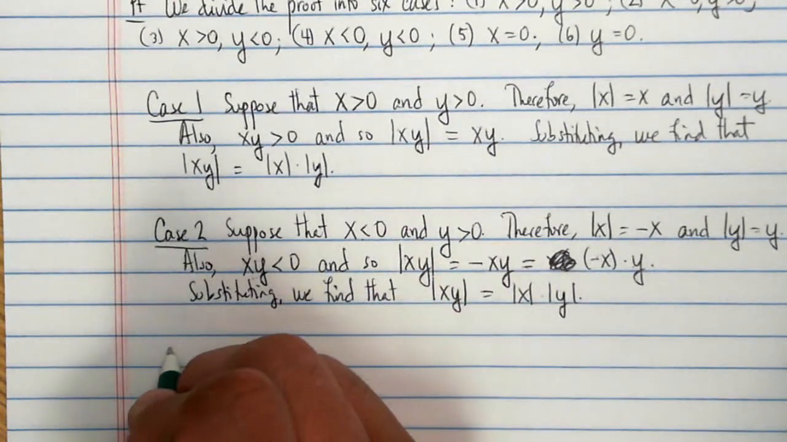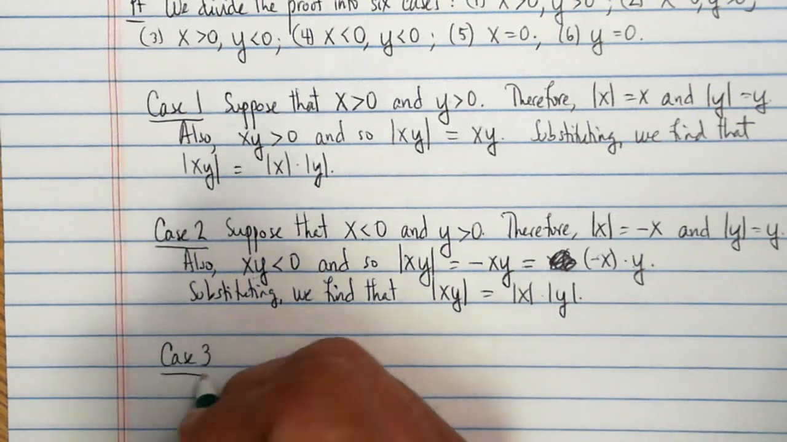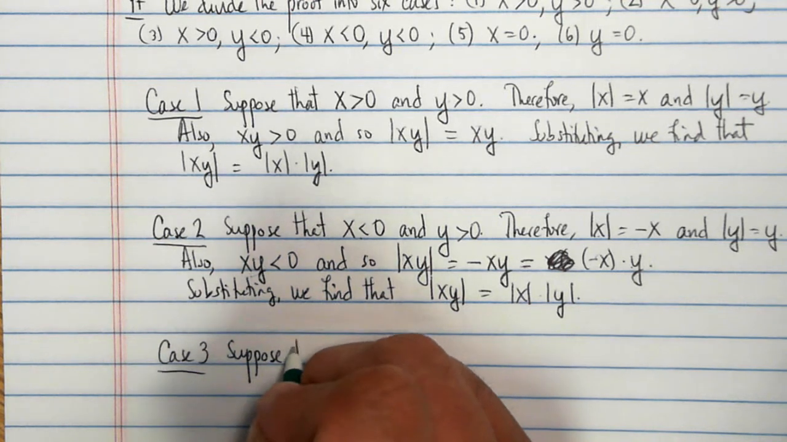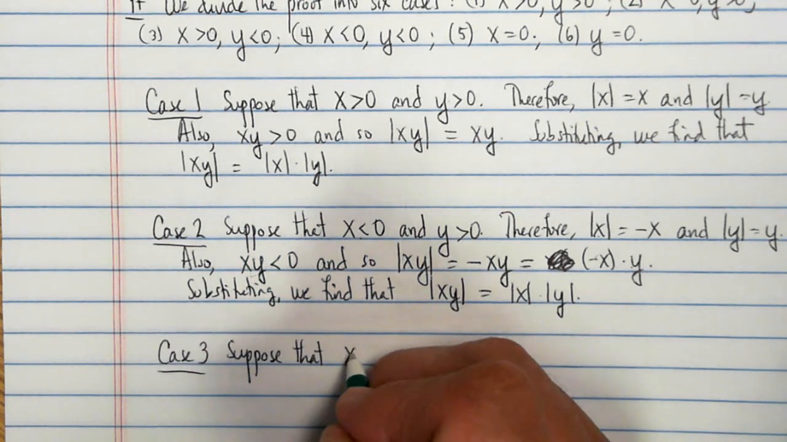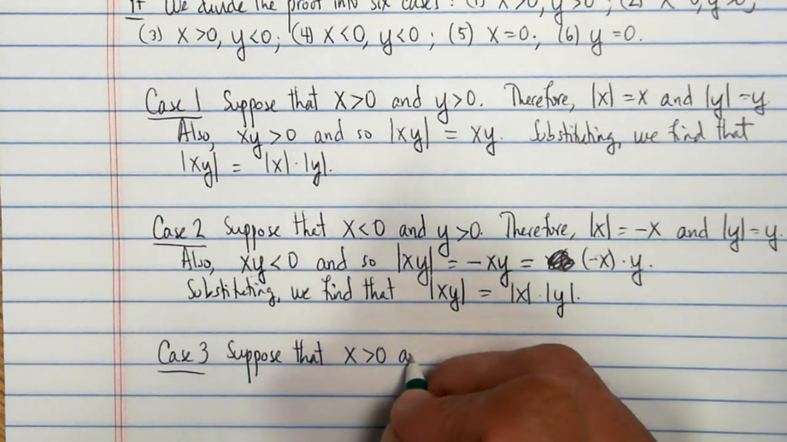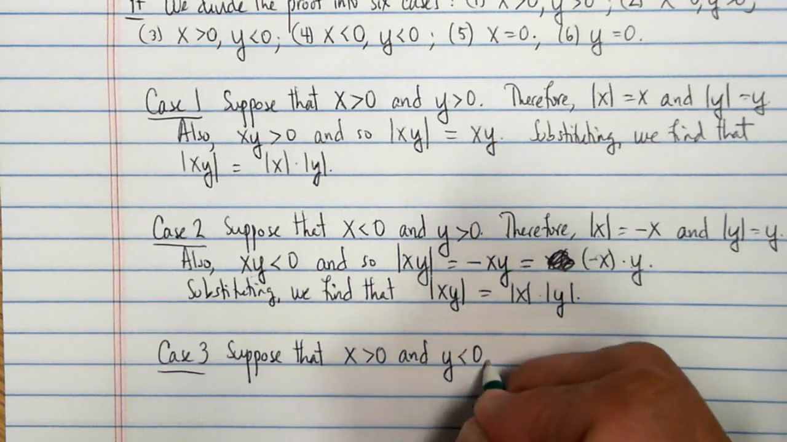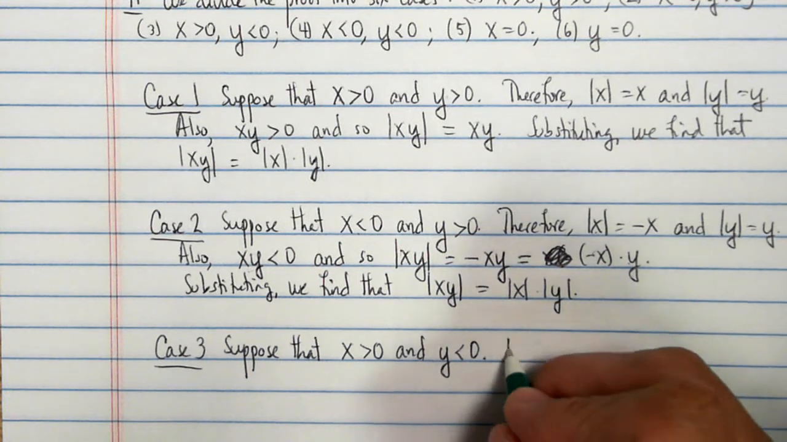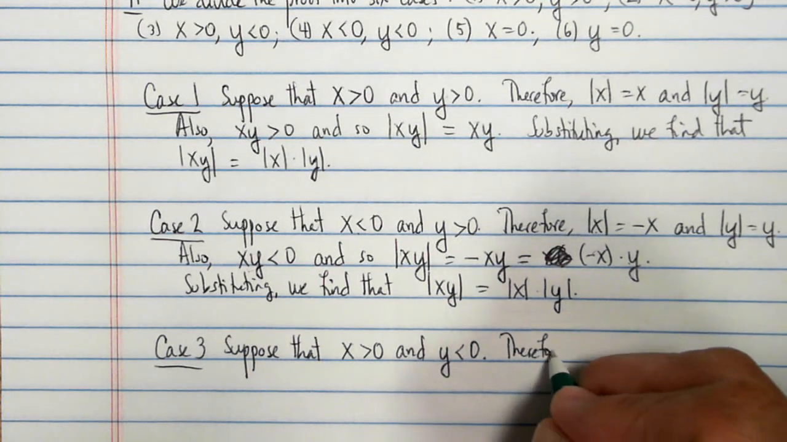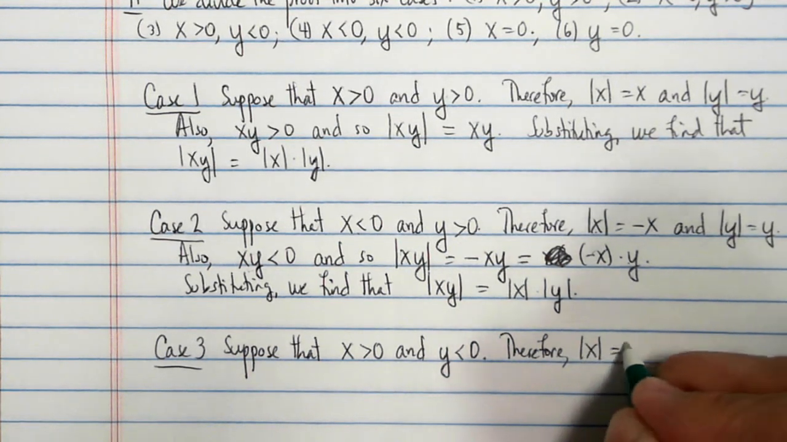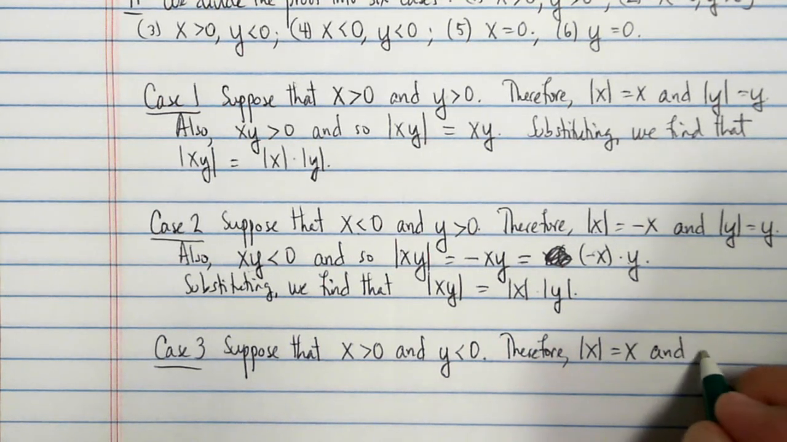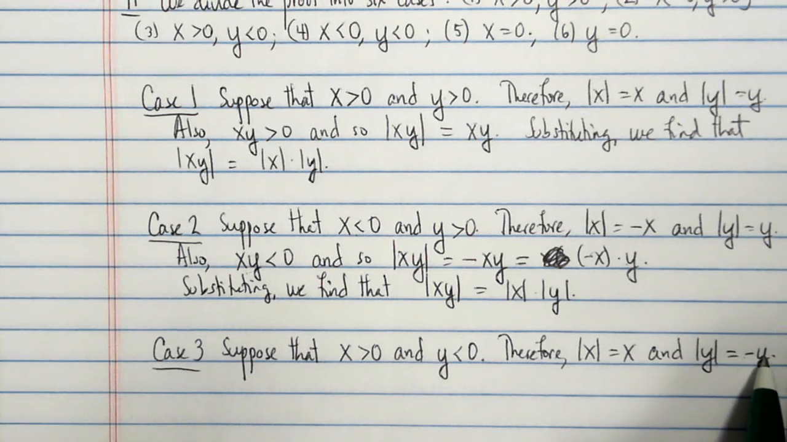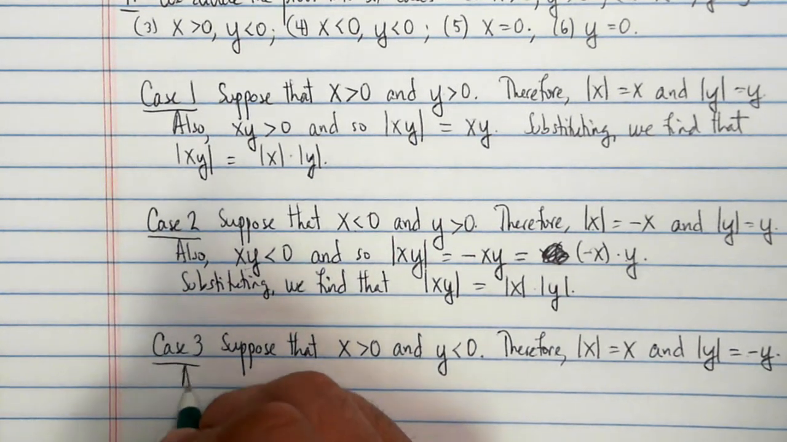Okay, 2 down, 4 to go. Case 3. Suppose that x is greater than 0 and y is less than 0. Now this is going to look very much like case 2, except the x and y are flipped. Therefore, the absolute value of x is x, because x is positive. And also the absolute value of y is negative y. y is negative, and so negative y is positive.